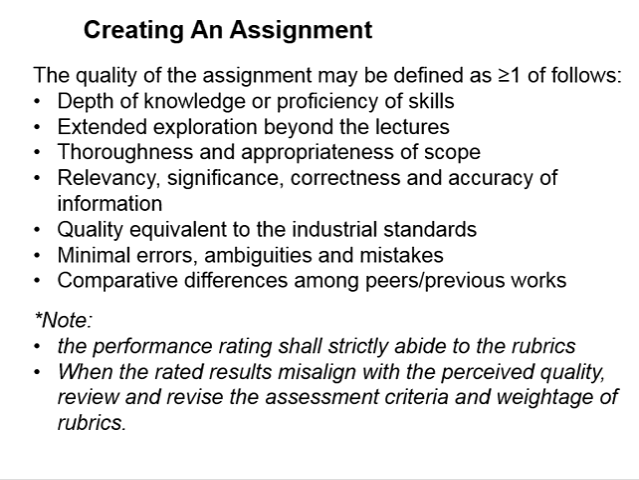Next criteria for quality assignment will be minimum errors, ambiguities, and mistakes. You want quality works, so students will need to put in extra effort to make sure there are no errors and mistakes. And you may also define the quality through comparative differences between the peer and also the previous works. By comparing the products from different groups, you will see which group is better, and you may also compare with the previous semesters. Then you have an idea whether they are on par with the previous students.